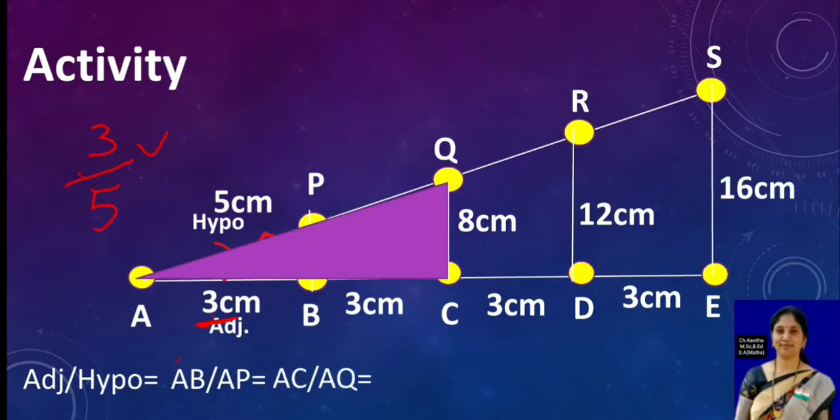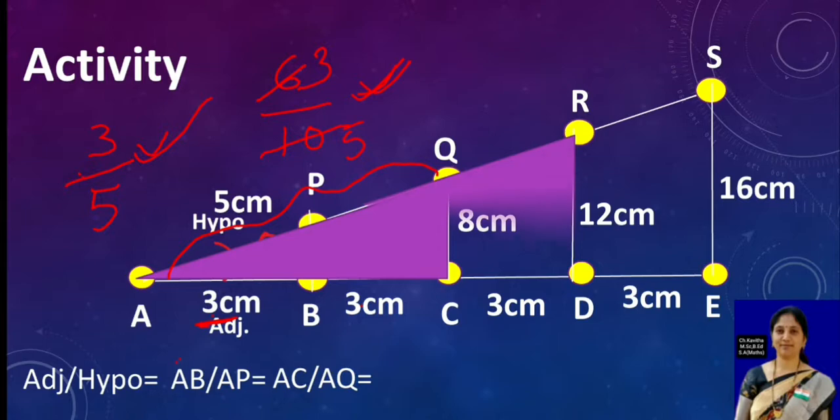So AC by hypotenuse is AQ. If you calculate that, here also we get the same value. Just check that. Here the adjacent value is 3 plus 3, 6. We already calculated this hypotenuse is 10. So we can cancel it by 2, then we get 3 by 5. So we get the same value. That means the AC by AQ value is also the same.